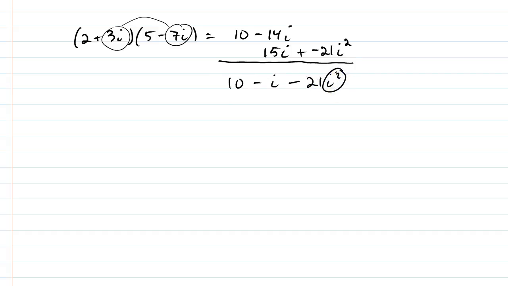Now every time you see an i squared, based on what we wrote before, that's like saying the square root of negative 1 squared, which would be negative 1. And so basically, that's just going to turn this negative 21 into positive, because you'd be multiplying by negative 1. So if we turn that to be positive, that would be 10 plus 21, which is 31, minus i. So our answer there is 31 minus i.